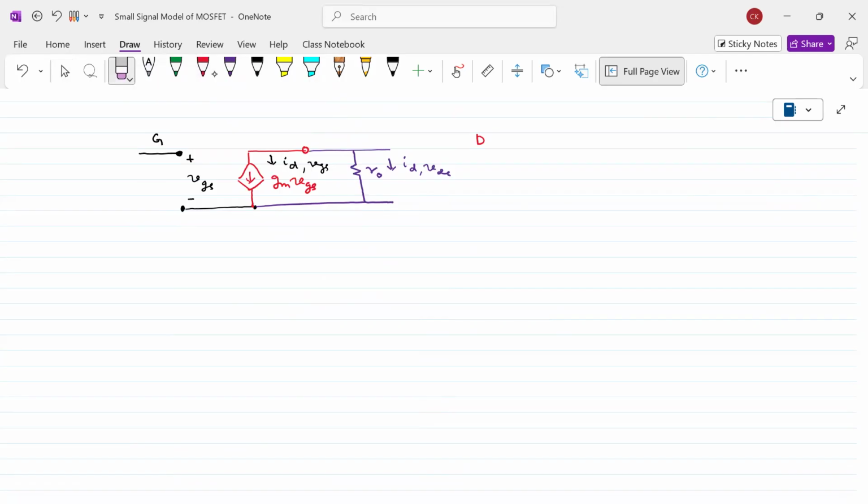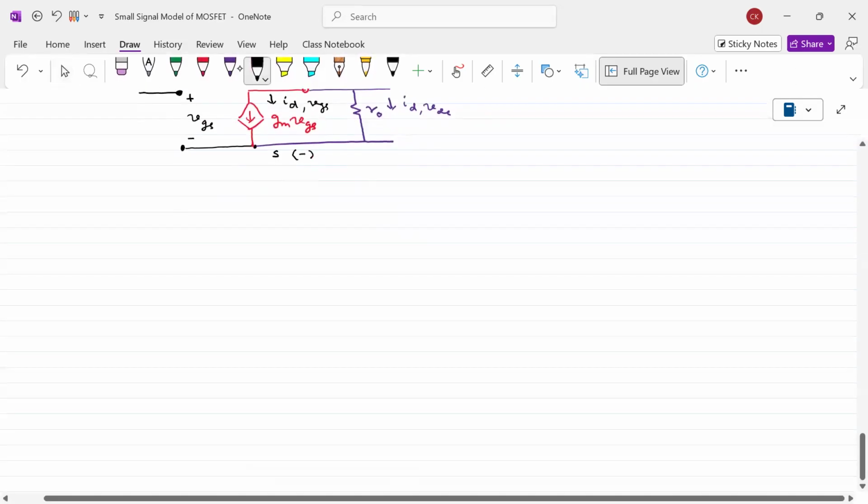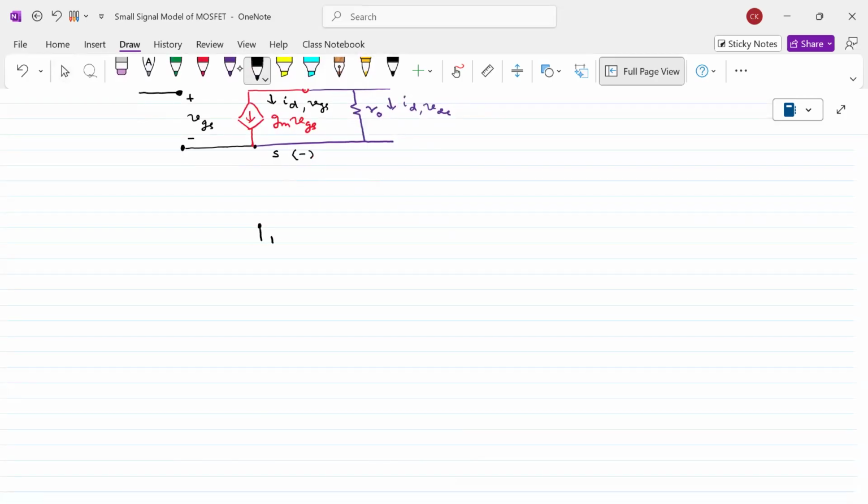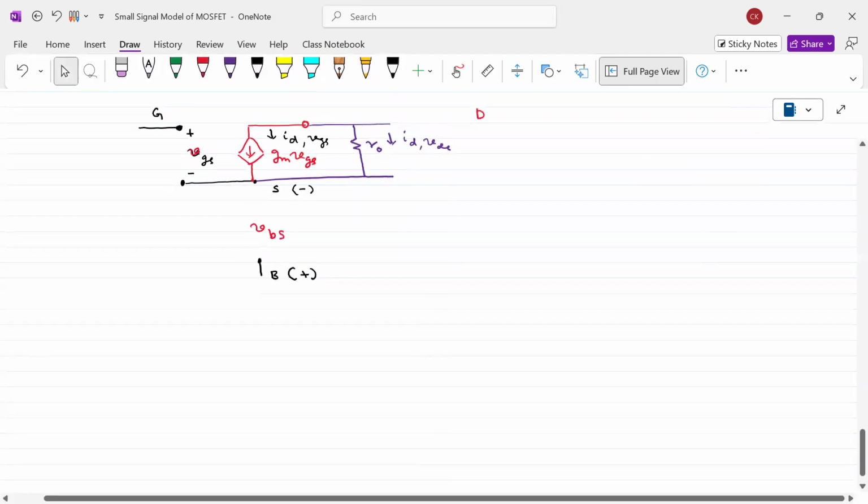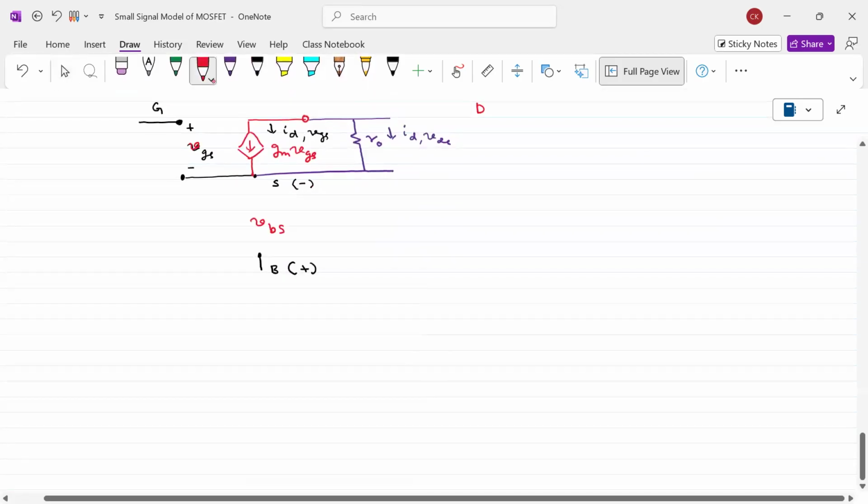As we can see, the source is available at the middle. For the sake of simplicity, it is on the negative side. So where is the body? Let me consider the body is here. This is the body. This is the positive side. Therefore VBS. And this is VGS.